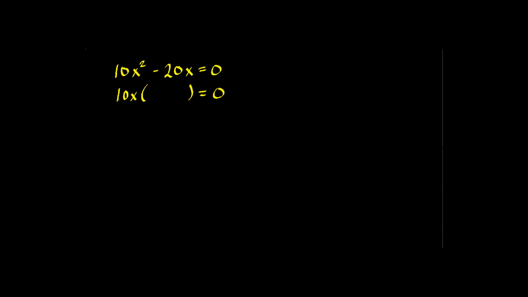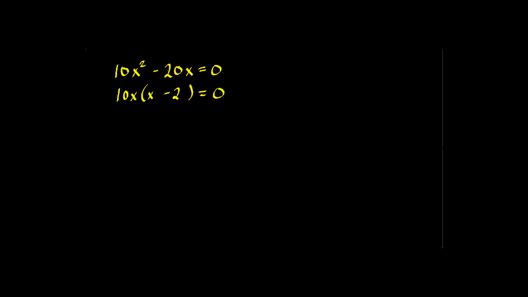So 10 is the largest number that divides into 10 and negative 20. And x is the smallest exponent out of x squared and x. So we pull out just x to the first power. Now we can find out the two terms that go inside by using division. 10x squared divided by 10x will give us x, and negative 20x divided by 10x will give us negative 2.